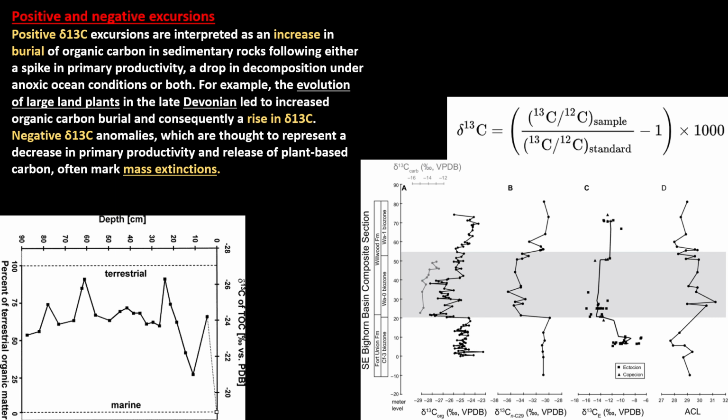And if there is a negative excursion, meaning carbon 12 will be high and carbon 13 will be low, it will be a mass extinction period because there are no plants to take up carbon 12. So in these two graphs we can see many spikes or anomalies given by the organic burial, which ultimately tell us there is some mass extinction or some anoxic environment taking place.